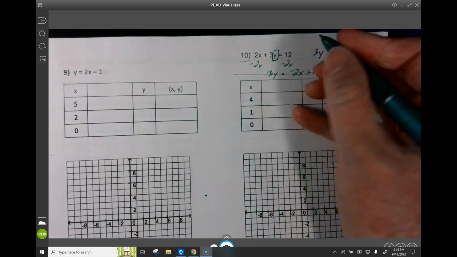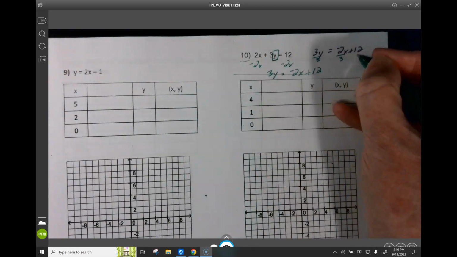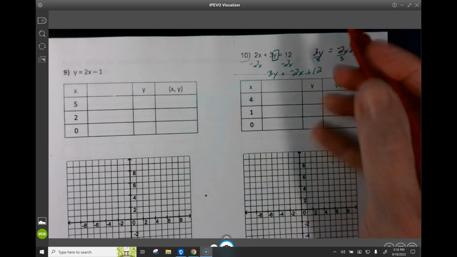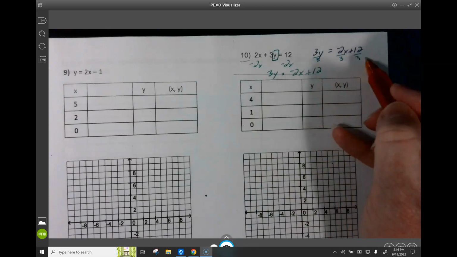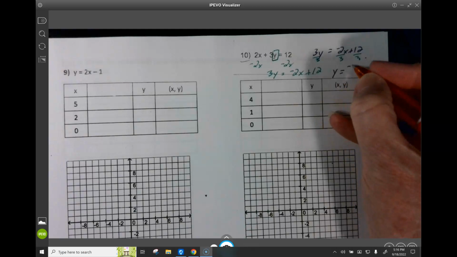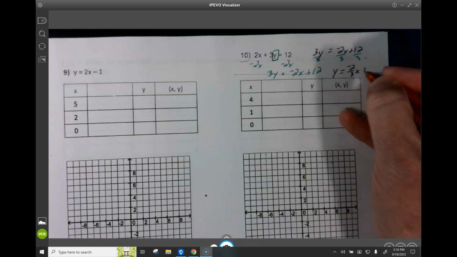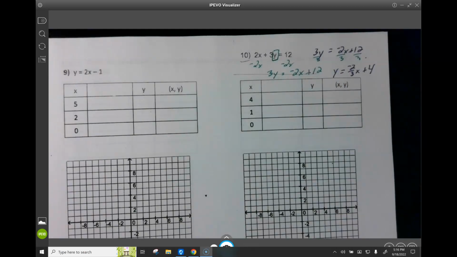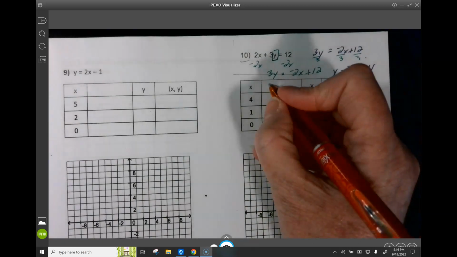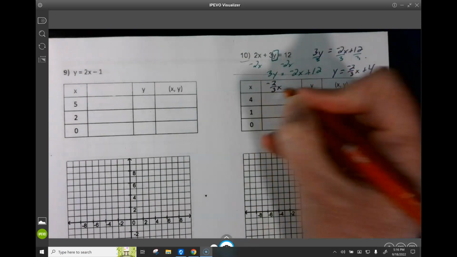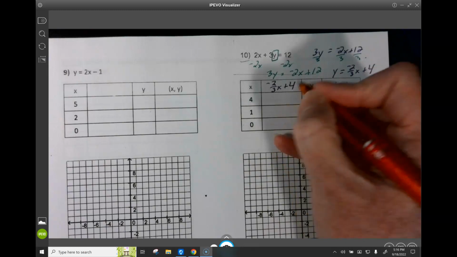Okay, divide by 3 every single term. And this time I do want to do it to every single term. Okay, so we get y is equal to -2/3 x plus 4. So that's what's going to go in here, -2/3 x plus 4. And that's what we're going to be finding.